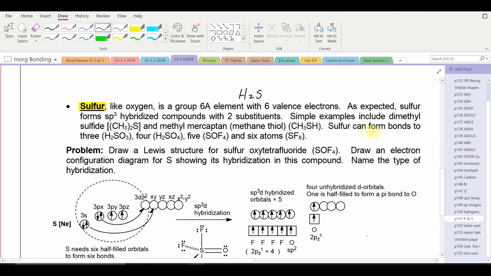Sulfur can form bonds to 3, 4, 5, and even 6 atoms; SF6 we've looked at previously. Draw a Lewis structure for sulfur oxytetrafluoride, SOF4. Draw an electron configuration diagram for sulfur showing its hybridization in this compound. Name the type of hybridization.